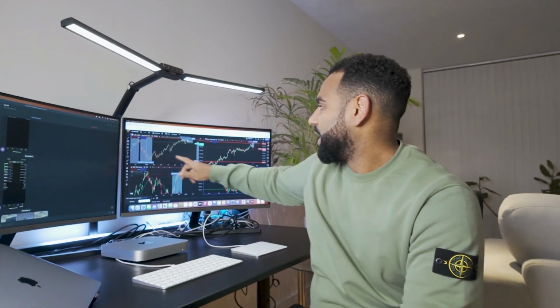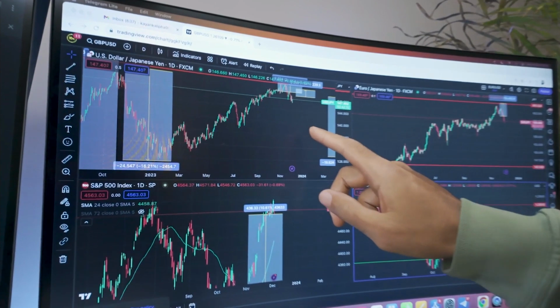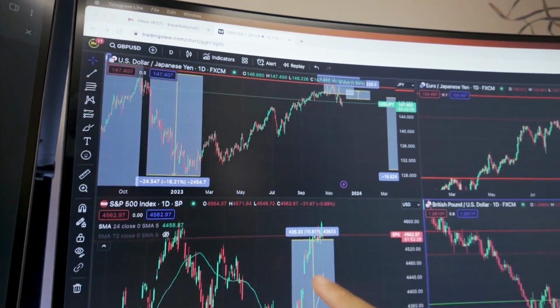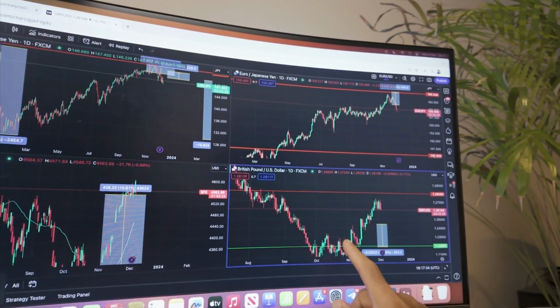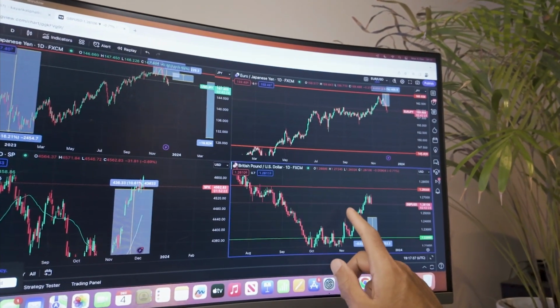I want to show you 4 trades I'm currently in with my VIP members for some currency trades and stock market trades. I've been investing in the markets, okay? We've been selling USD/JPY. We've been buying the S&P 500. We're selling the euro against the Japanese yen. And we've been buying the British pound against the US dollar.